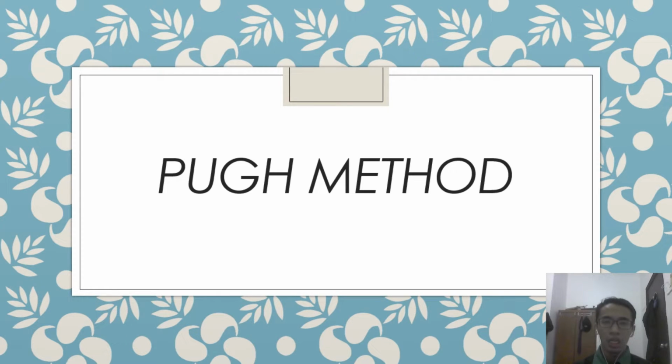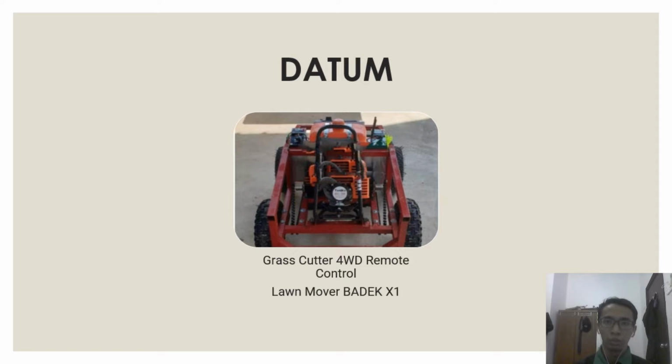Hello, now I want to present about augmented. Augmented compares each concept relative to a reference or the datum concept, and for each criterion determines whether the concept in question is better than, poorer than, or about the same as the reference concept. The datum that we use in the box method is a grass cutter with a remote control and normal body, as one that is already in the market.